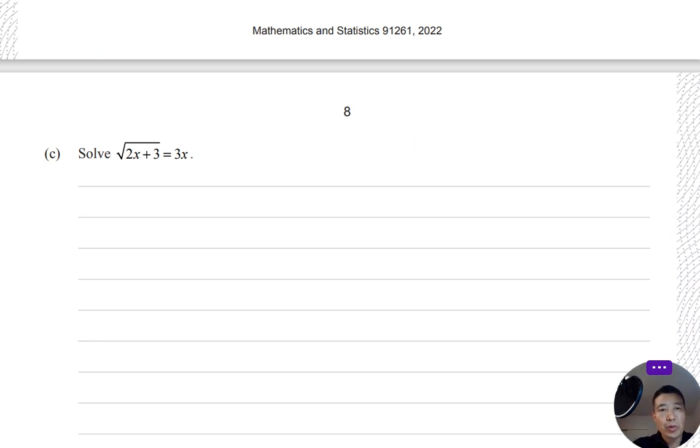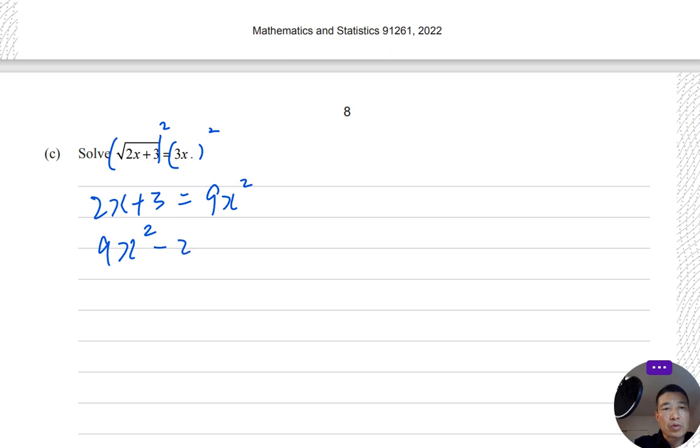Okay, next, the last question for today. Solve the square root of 2x plus 3 equals 3x. For this kind of question, you must square both sides. Basically, you have to get rid of the square root. So if I do this, what happens? The left hand side is 2x plus 3. The right hand side becomes 9x squared, isn't it? So this is a quadratic equation. Shift everything to the right, leaving the left hand side 0. So 9x squared minus 2x minus 3 equals 0, right?